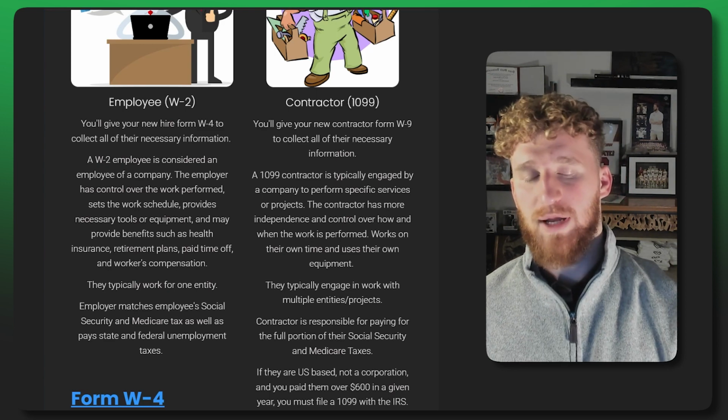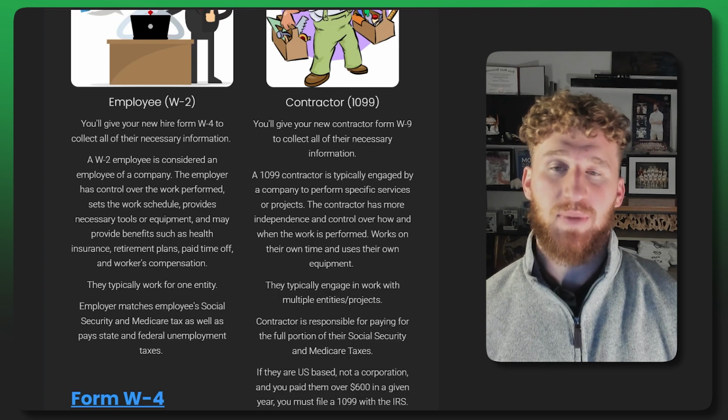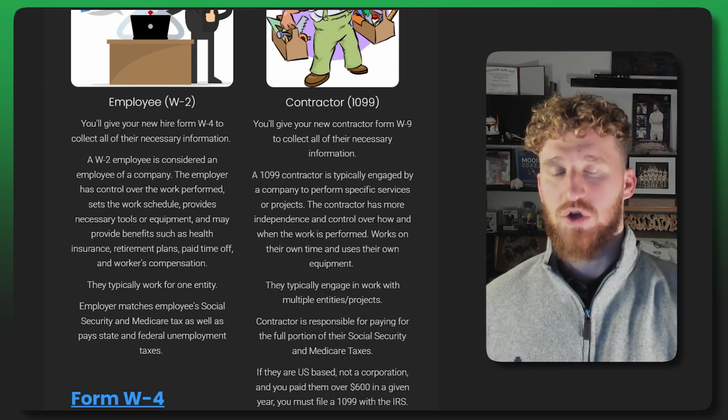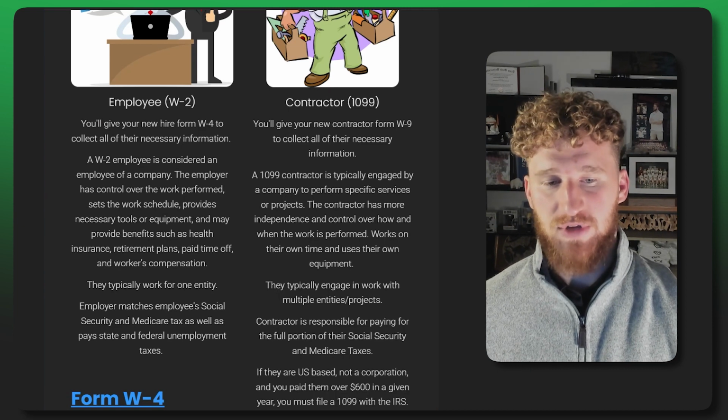And if you are employing a US-based contractor that is not a corporation and you pay them over $600 in a given year, you must file a 1099 with the IRS. Otherwise, you could incur fees and whatnot.